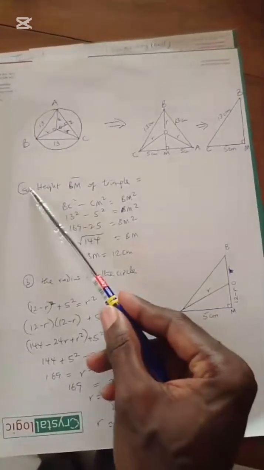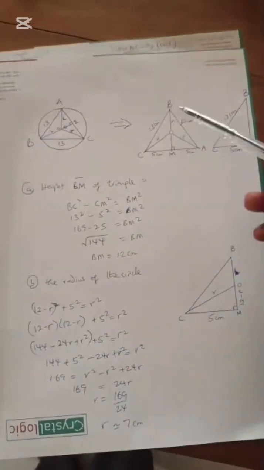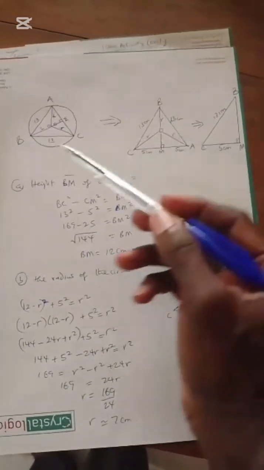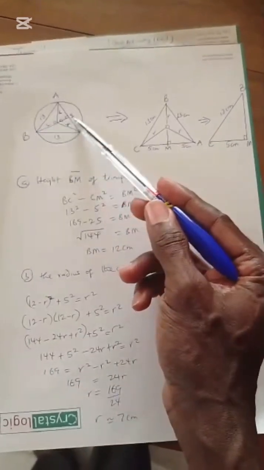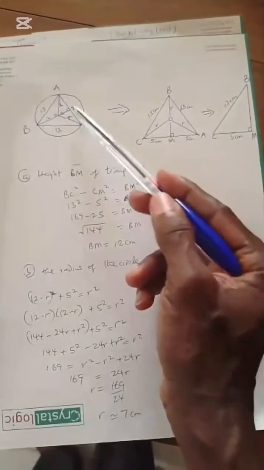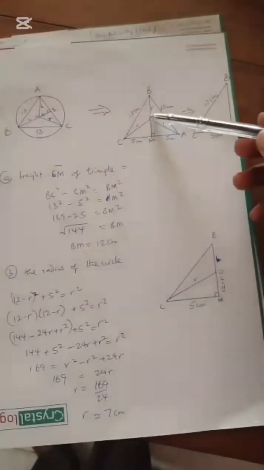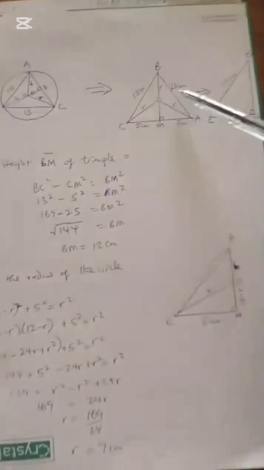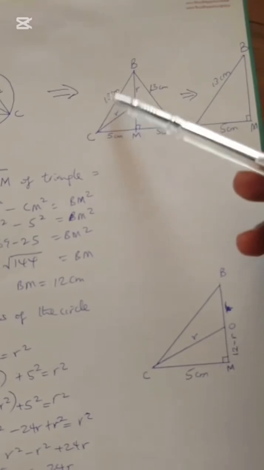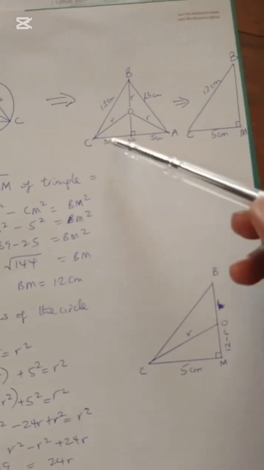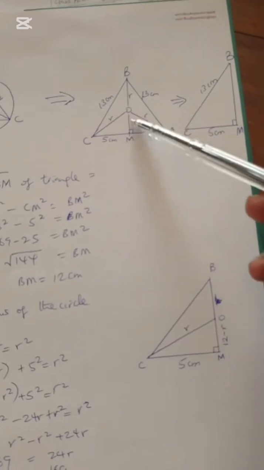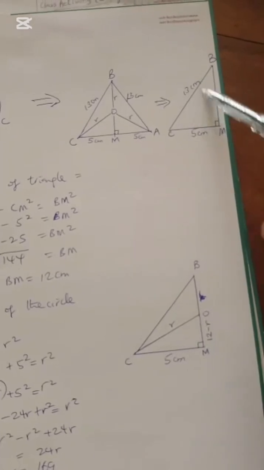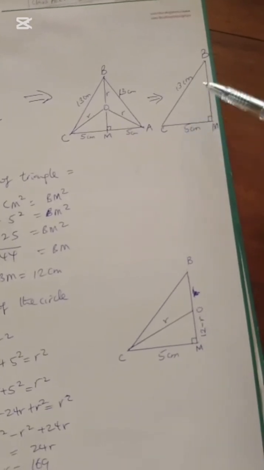We are told to find A, the height BM of the triangle. From the first diagram, look at BM. Remember, M is the midpoint of the chord AC. To find the height BM, it helps to isolate and bring out only the triangle. So you have 13, it looks like an isosceles triangle, and 5, 5 because it has been split by the line from the center using our theorem. So bring out the triangle, you have a right angle triangle, then you can apply Pythagoras to find BM.